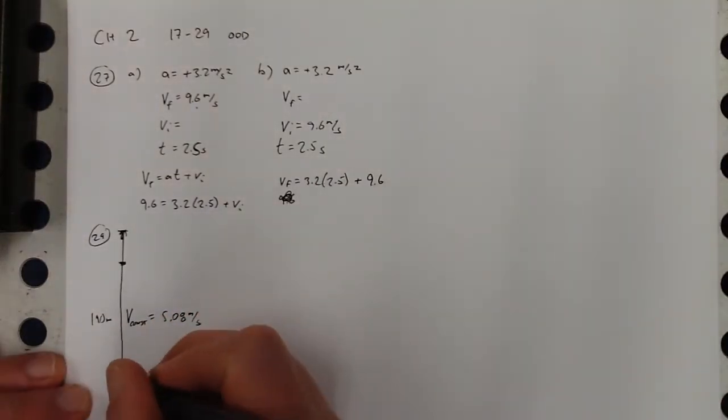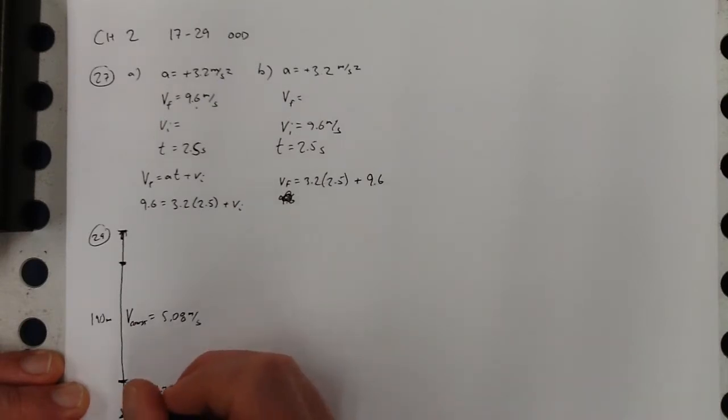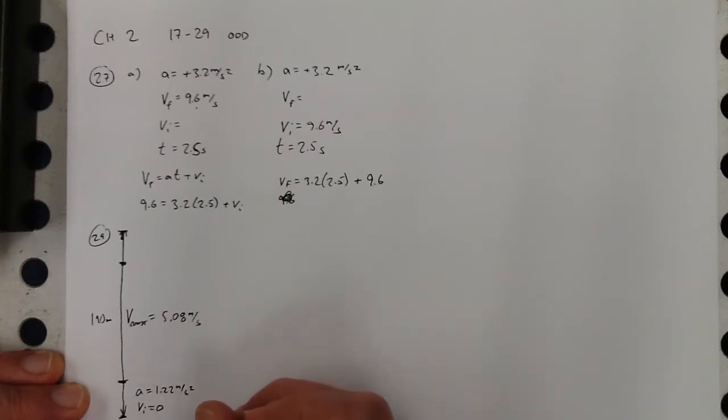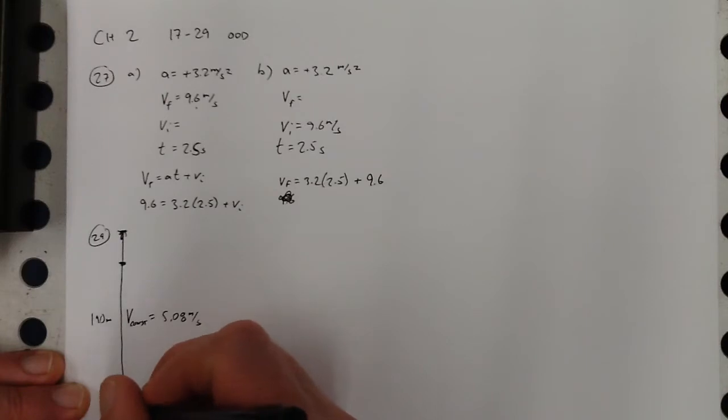And when it's doing this, it has an acceleration of 1.22 meters per second squared. Its initial velocity would be 0 because it's going to start from rest. Its final velocity will be the cruising speed. It's got to get up to speed. I was going to write a square there, but this is just a velocity. There we go. And we need to know what this distance is right here.